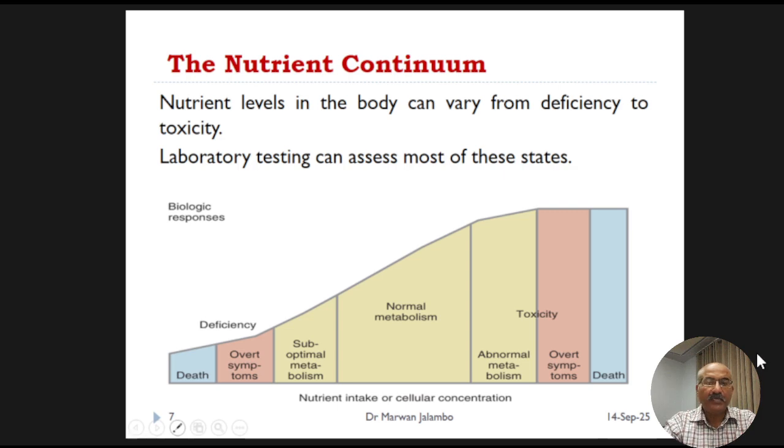Most of these states, particularly the ones that precede overt symptoms, can be assessed in the laboratory. Deficiency on the left and toxicity on the right can be assessed in the laboratory, and this allows us to intervene before frank deficiency or toxicity occurs, which is a key goal of preventive nutrition.